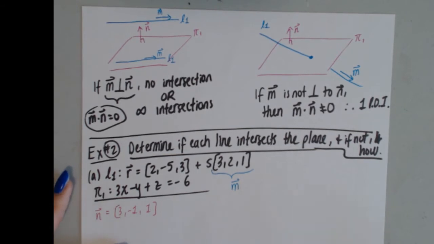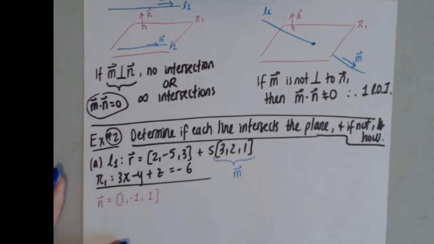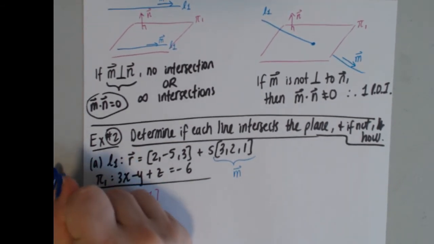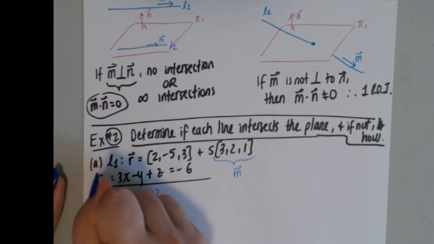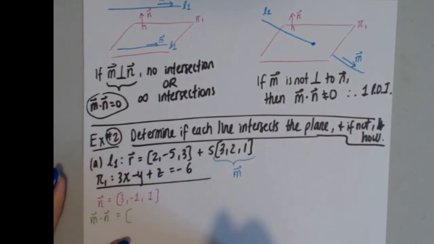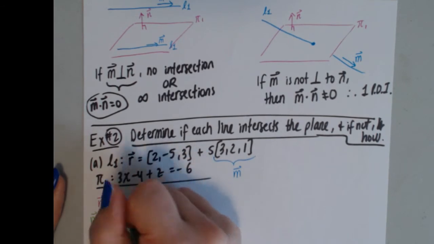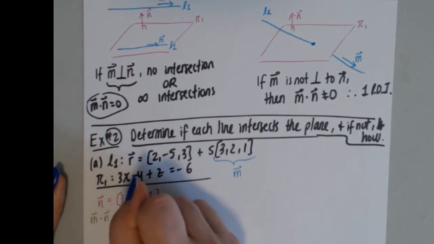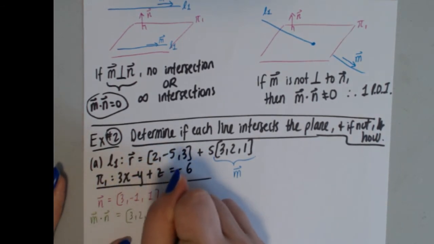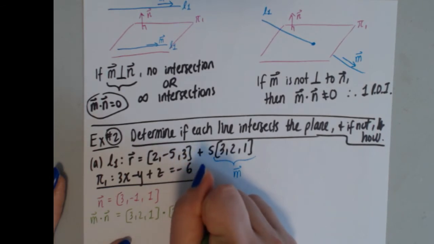So we're going to look at the relationship between m and n. Let's take the dot product. Either it's going to equal 0 or it's not, and then we can move on from there. So m is (3, 2, 1), and we're dotting that with (3, -1, 1).